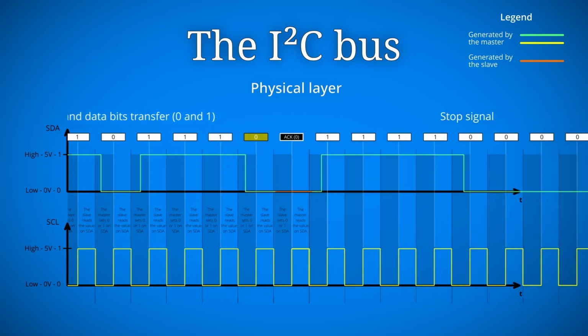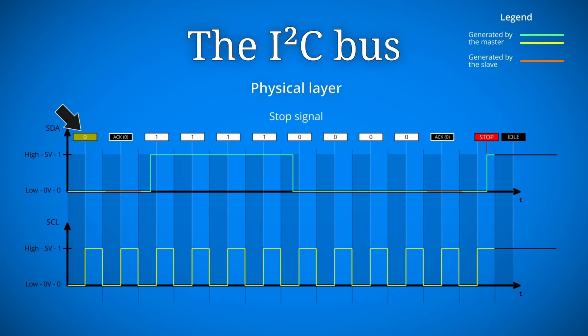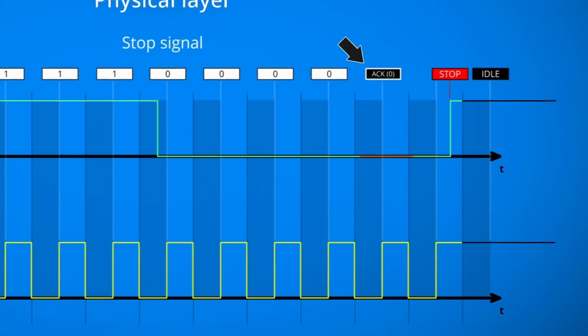After the slave's acknowledgement, if it's a write request, the master sends to the slave the 8 bits data, and the slave acknowledges them. After the slave acknowledgement, the master can stop the request by sending the stop signal.